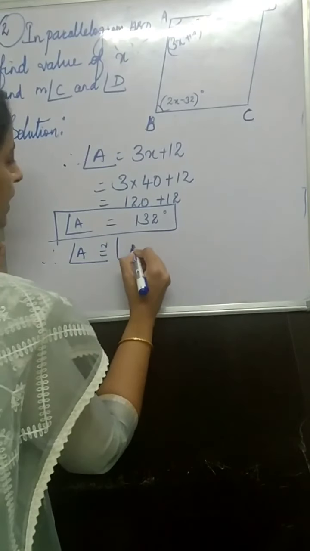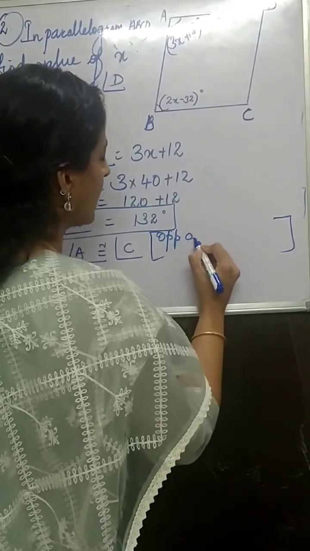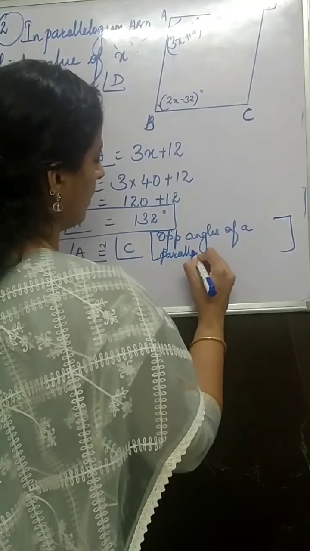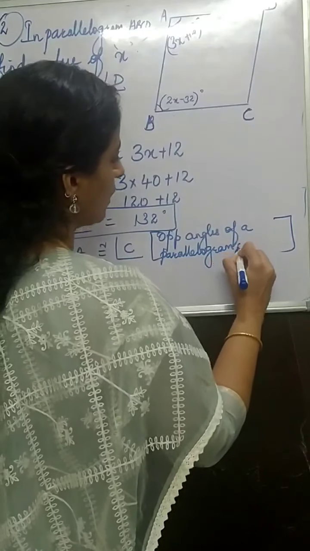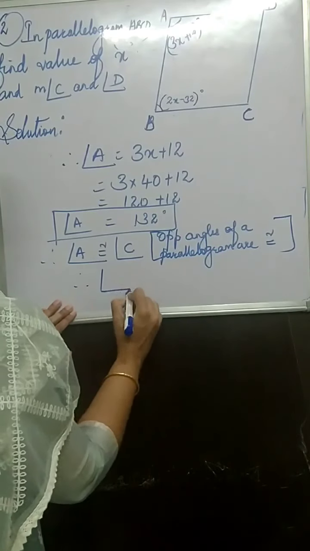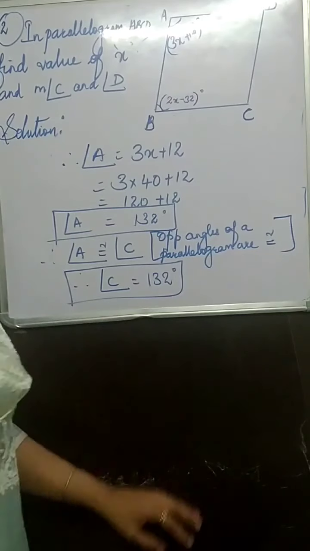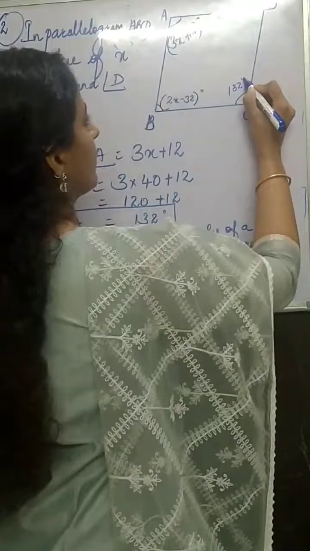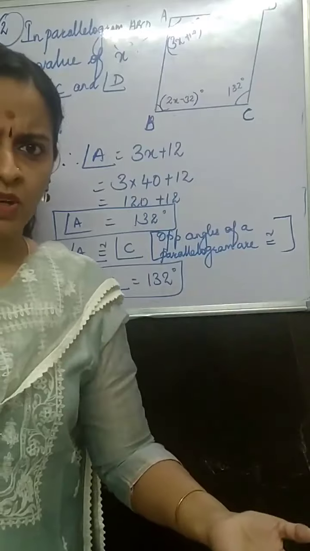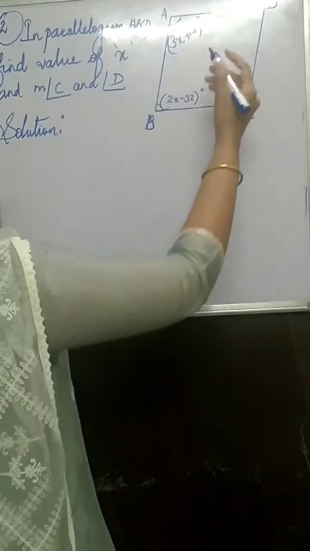Angle A is congruent to angle C. Please write the reason: opposite angles of a parallelogram are congruent. So therefore, angle C will be 132 degree. Highlight it. Angle C also you got 132 degree. Okay, if angle C is 132 degree, how much will be B? Again 180 minus 132, like that you can do, or put the value of x here and get the answer. I will do it the same way.